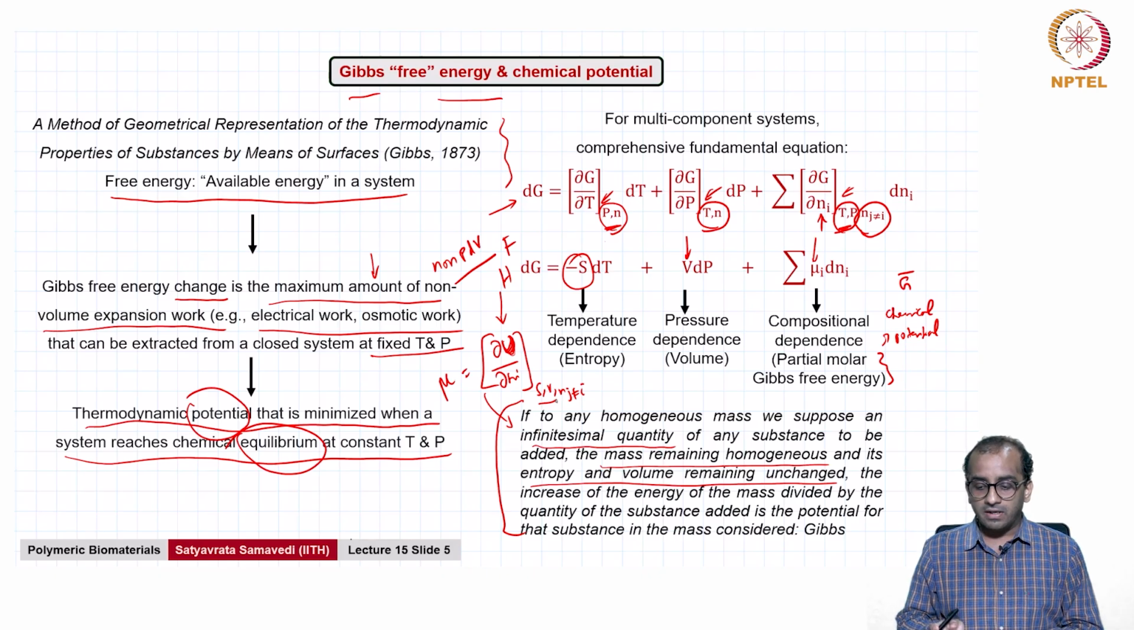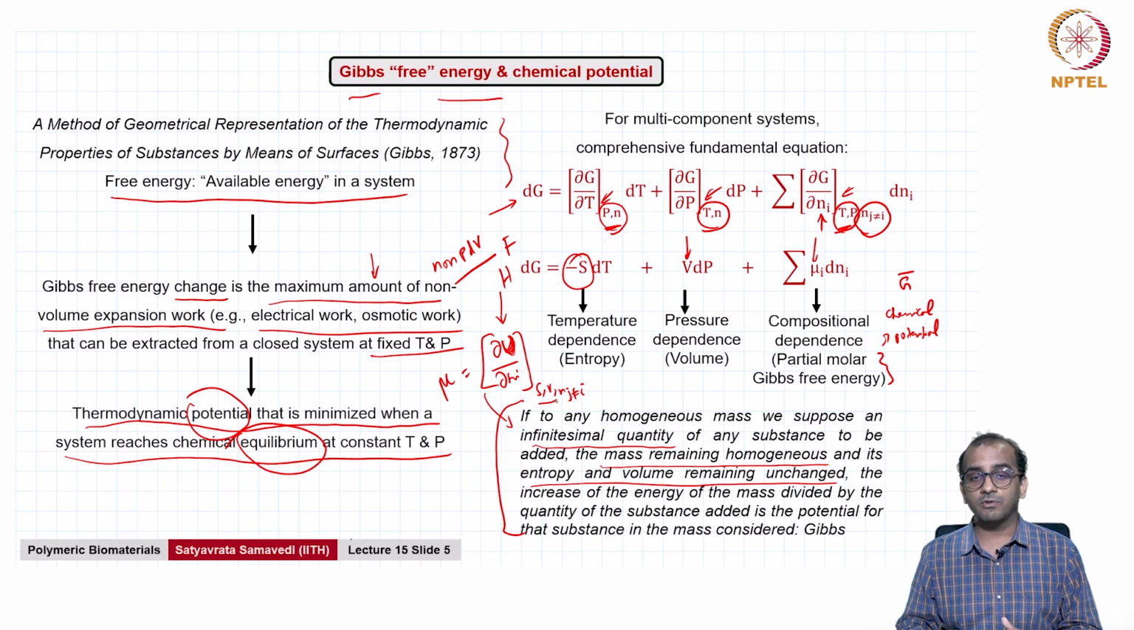And the reason why we are interested more in Gibbs free energy is because for chemical engineers, largely, we are interested in processes that occur at constant temperature and pressure. So, G happens to be the natural variable of interest for chemical engineers.